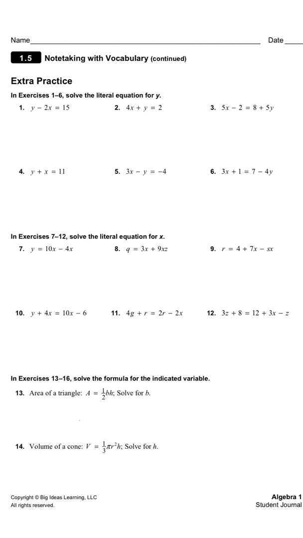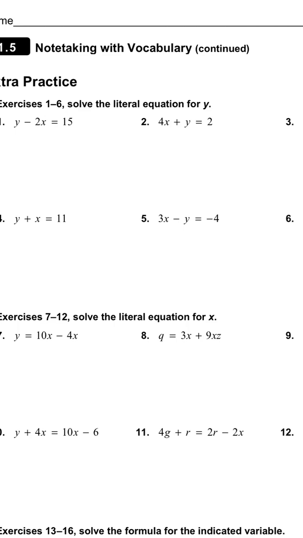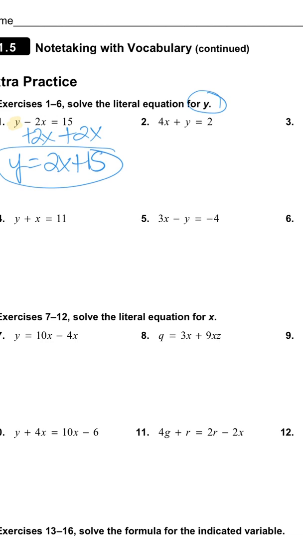All right, so here we are looking at literal equations, and remember that for these, you're simply isolating the variable that it states. So here we're solving for y. So since we're solving for y, we have to move everything else. So we're going to add 2x, and we simply have y equals 2x plus 15 because it was a positive 15 there. So there's our solution. Here, again, we're solving for y. It's a positive y. So we're going to subtract 4x to move it. Y equals negative 4x plus 2. And there's our solution.